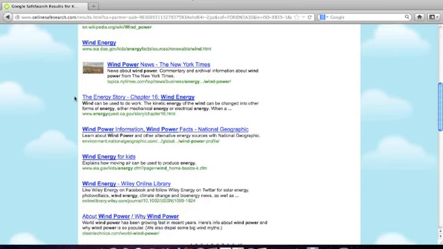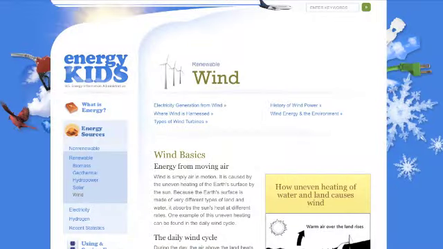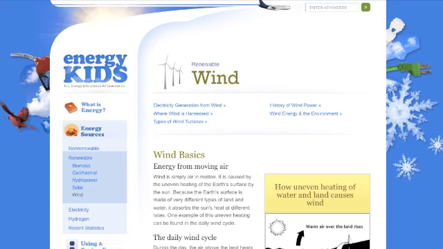Now that we know which sites to pick first, let's look at the author's purpose. We need to ask ourselves these three questions. Why was the site created? What is the author's purpose? And can you tell facts from opinions? These three questions are closely related. We can ask ourselves some questions to help us determine these answers.